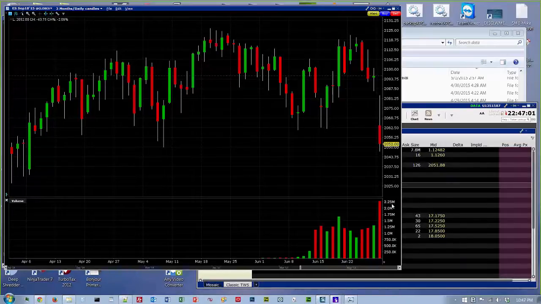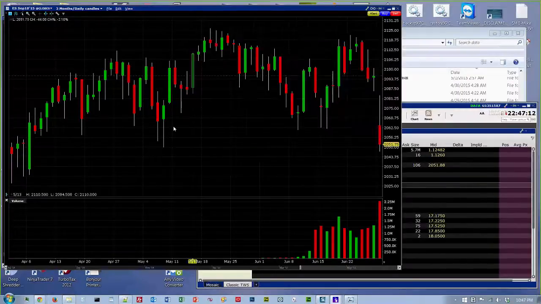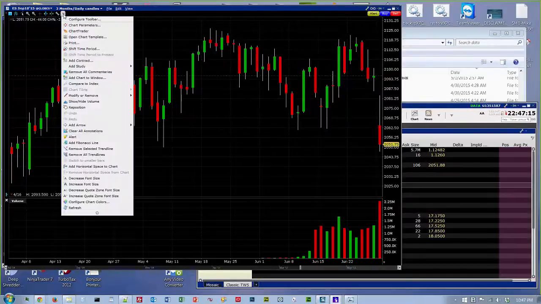Can you throw a 200-day moving average on there? I can figure out how to do that. Let's see, how do I do this? I don't really change these charts much.